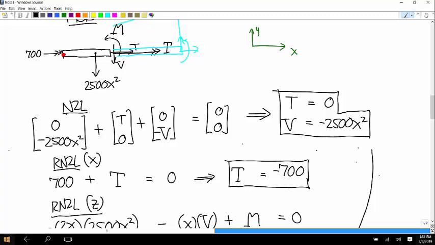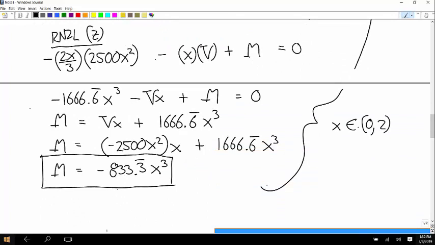Internal tension, there's none anywhere, so that doesn't help with anything. Negative 2500x squared is going to be biggest in absolute value at the wall. So the closer you get to the wall, the bigger the shear force is. The torsion is the same the whole way, and the bending moment is also going to be biggest at the wall. Because the shear force and the bending moment tell the same story while everything else is constant, we know the beam is more likely to break as you get closer to the wall.